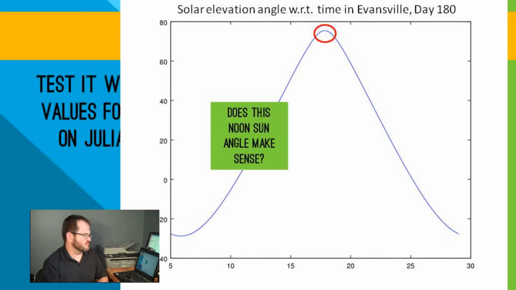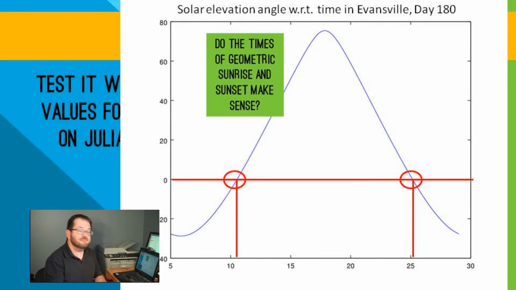That just happens to be the day I randomly chose. And it works. Good. Another thing I checked is, did the times of geometric sunrise and geometric sunset make sense? I'm getting that the sunrise happens at about 11Z, which is 6 o'clock in the morning, Evansville time. And the sunset is happening at about 26Z or 2Z the next day, which is about 9 o'clock at night.